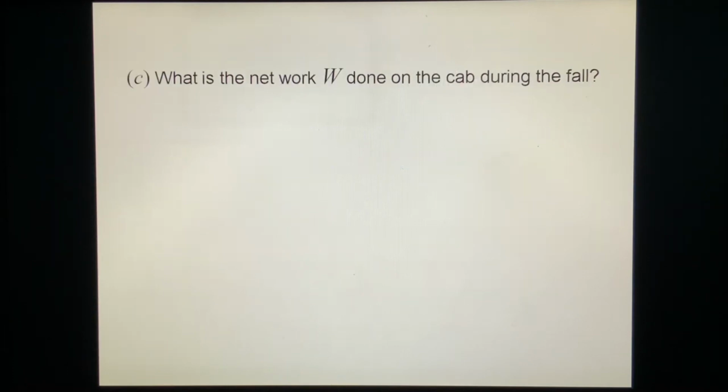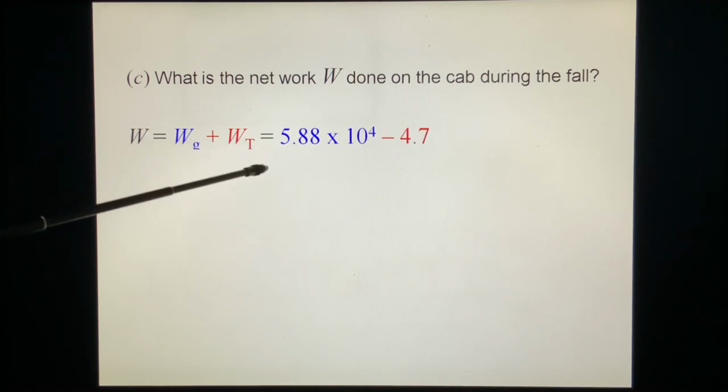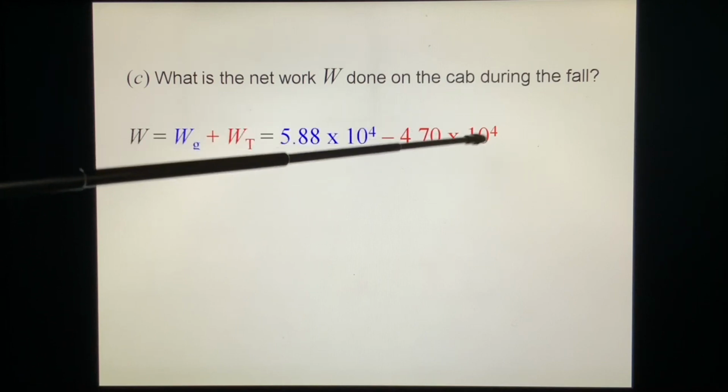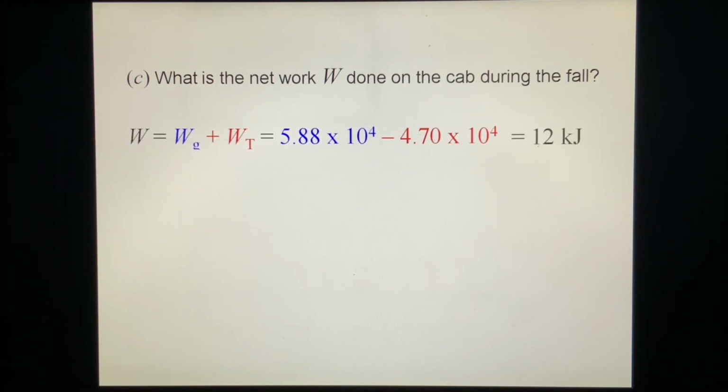Question C. What is the net work W done on the cab during the fall? We see that there are only two forces, so we put them together. One is 5.88 times 10 to the 4, and one is minus 4.70 times 10 to the 4. So we get 12 kilojoules.